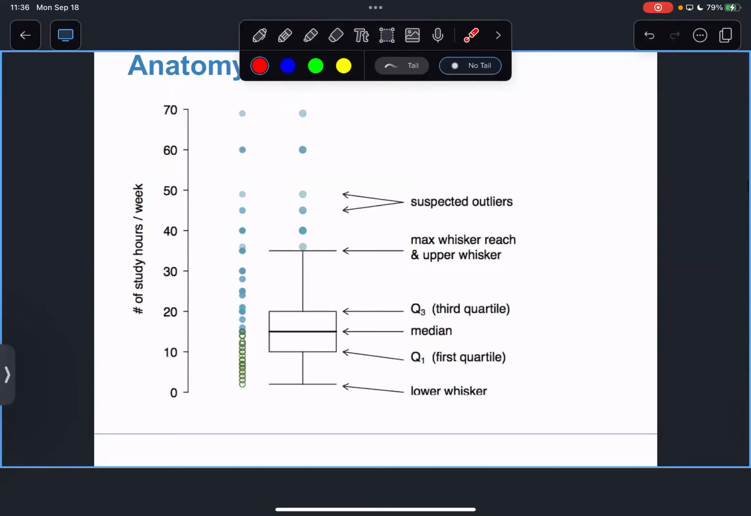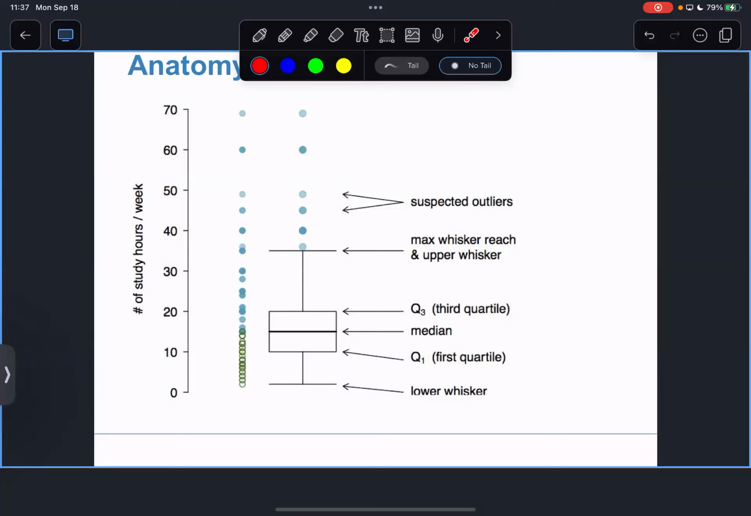Here is the anatomy of a box plot. So we already talked about the median, Q1, Q3. And then these are called whiskers, which is kind of cute. You can call them fences if you want, but I like whiskers. I don't know, it's cuter.